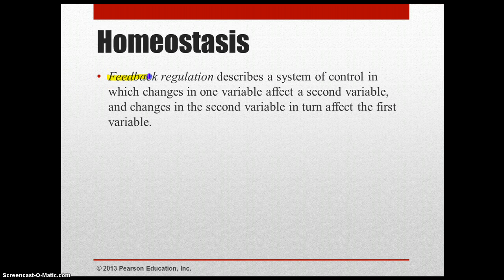Okay, and feedback regulation describes a system of control in which changes in one variable affect a second variable, and changes in the second variable in turn affect the first variable. We see this when our body temperature tries to remain stable regardless of the outside temperature. When it's cold outside, we shiver to generate heat and warm up our body, and when it's too hot, our body starts to sweat, and when the sweat evaporates, it cools off our body.